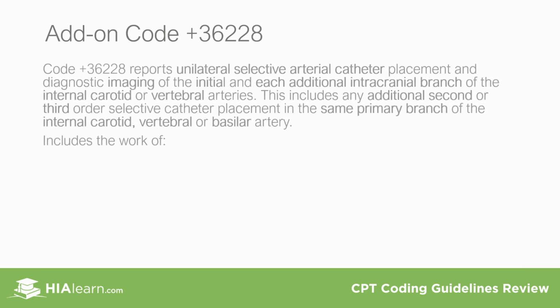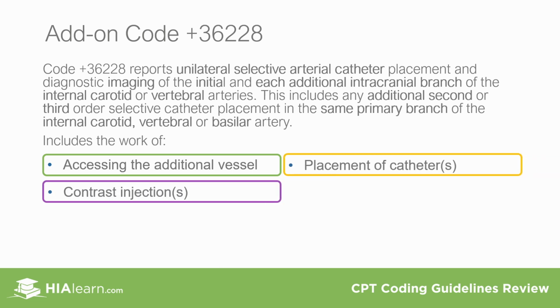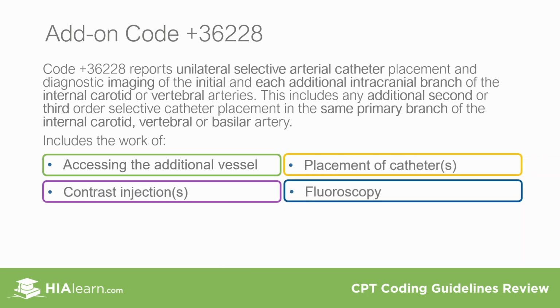Add-on code 36228 reports unilateral selective arterial catheter placement and diagnostic imaging of the initial and each additional intracranial branch of the internal carotid or vertebral arteries. This includes any additional second or third order selective catheter placement in the same primary branch of the internal carotid, vertebral, or basilar artery. The work reported by this code includes accessing the additional vessel, placement of catheters, contrast injections, fluoroscopy, and radiological supervision and interpretation.